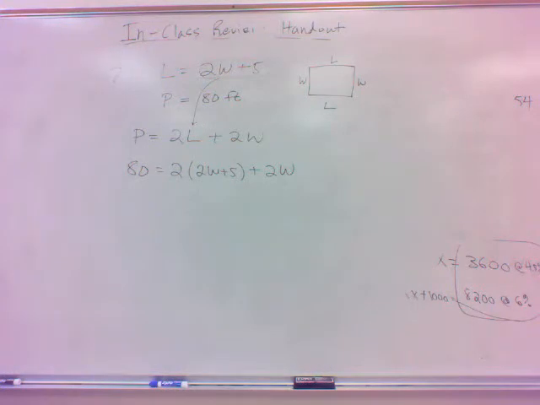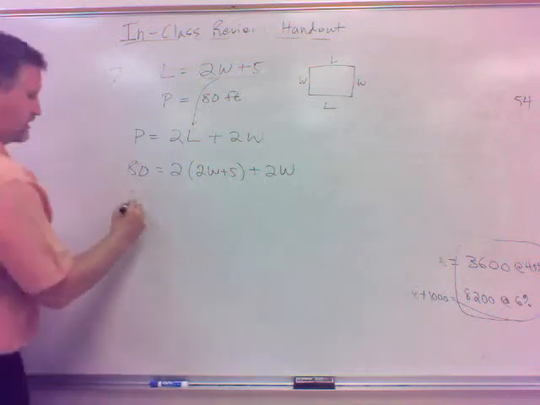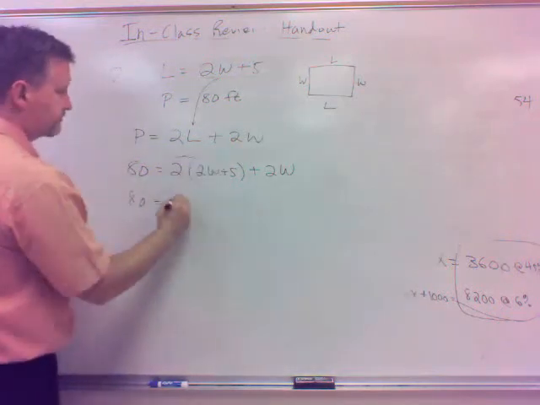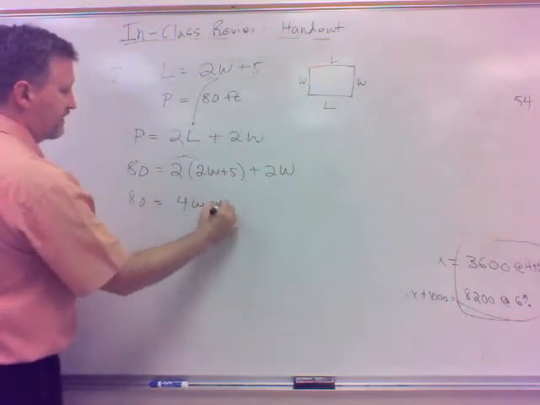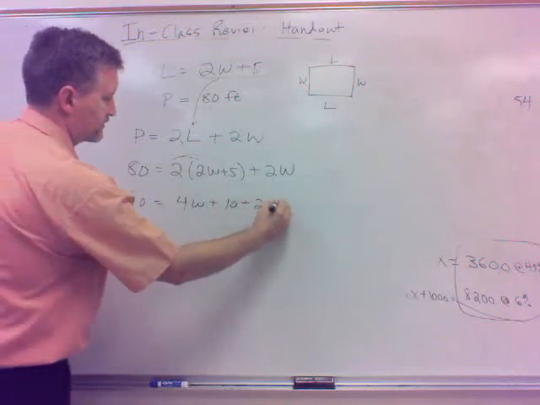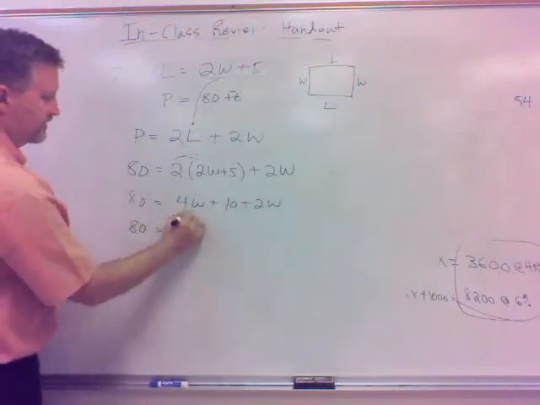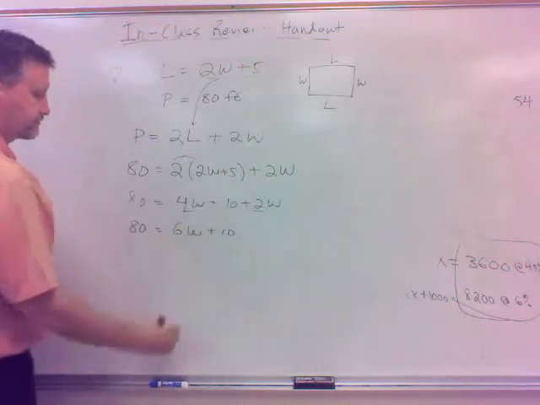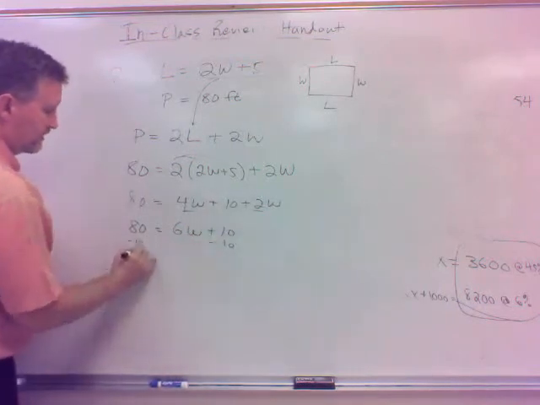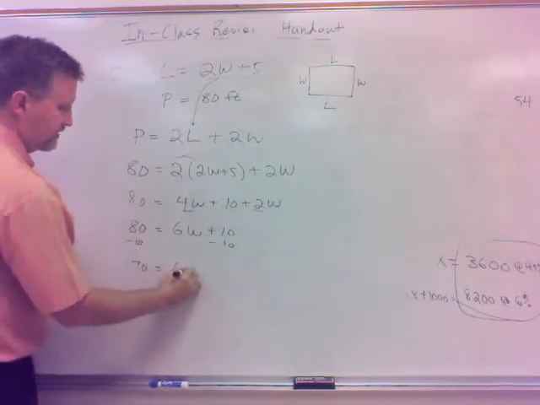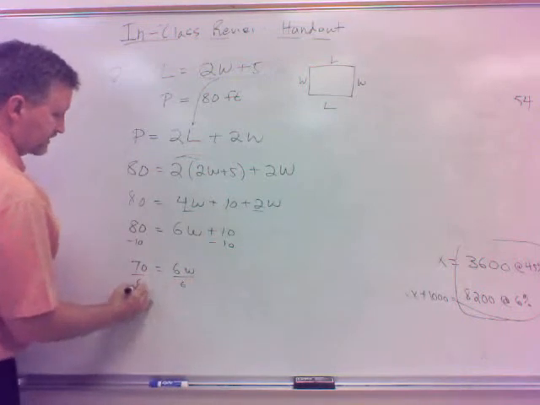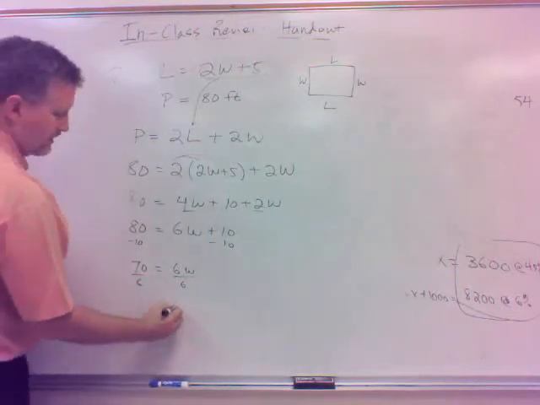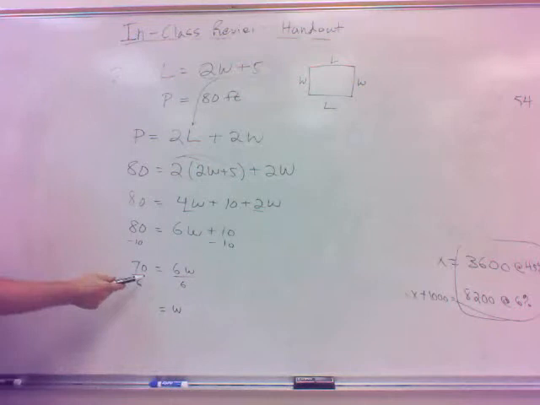With me on that? So that's just distribute, right? 4W plus 2 times 5 would be 10, plus 2W. So that's 80 equals, you got W, so that would be 6W plus 10. Subtract the 10, and that's 70 equals 6W. Divide by 6, and that does reduce. That's not a nice one, but it reduces by 2, 35 thirds.